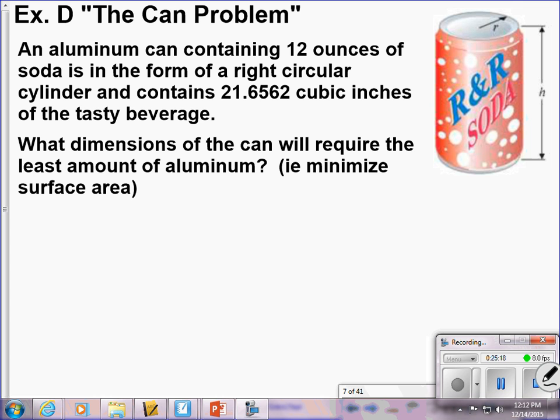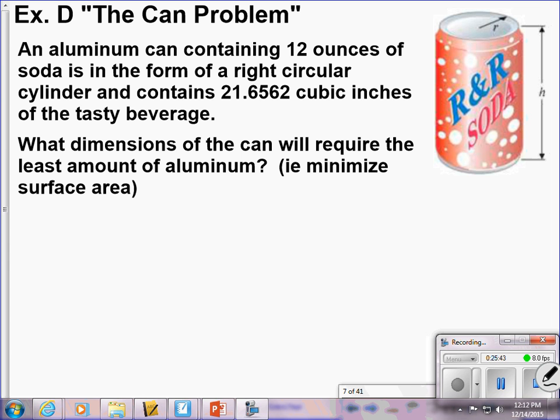All right, but what we want to do is figure out what dimensions are going to minimize the amount of surface area, minimize the amount of material used. So we've got a diagram already here. You have this right circular cylinder, you have the radius, and you have the height. Those are the dimensions of one of these cylinders. What we're trying to minimize is surface area, right? So we need a formula for surface area.